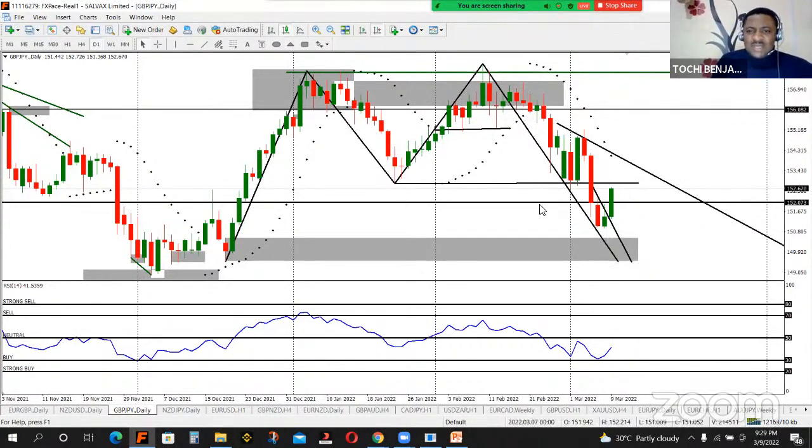Remember, in the weekend analysis, I told you that we're expecting a buy to this neckline.